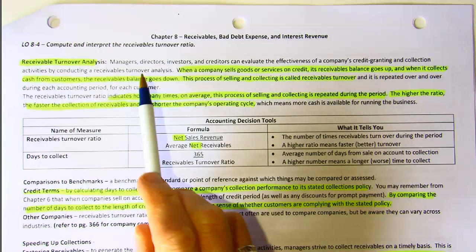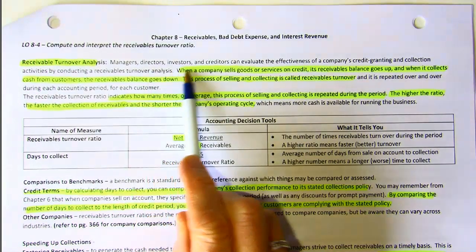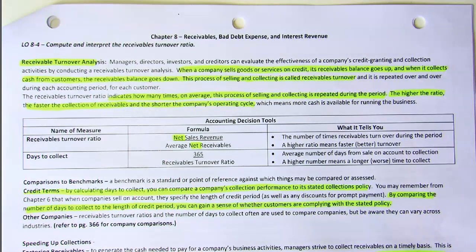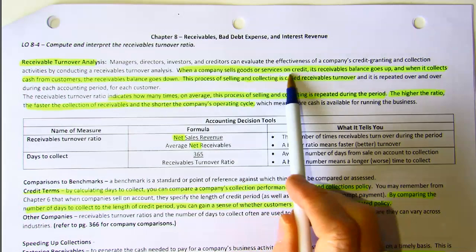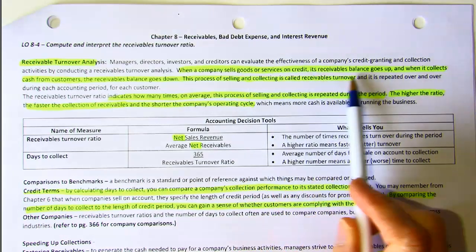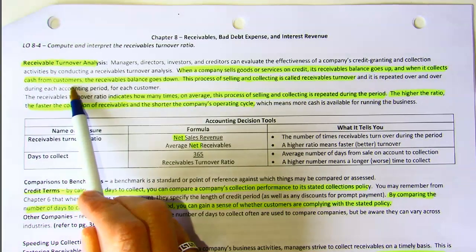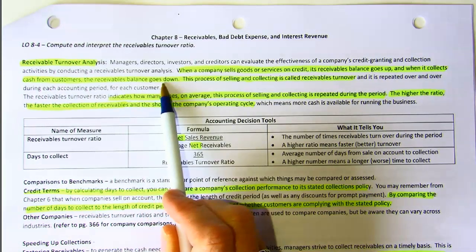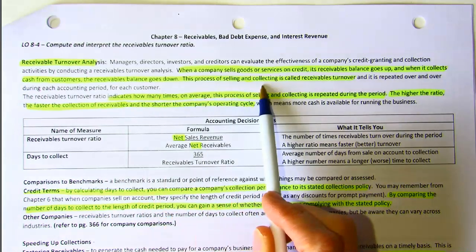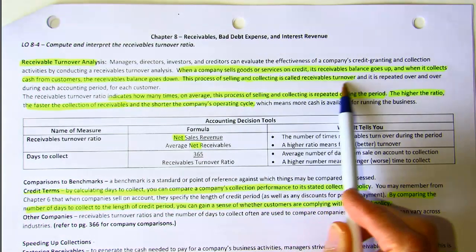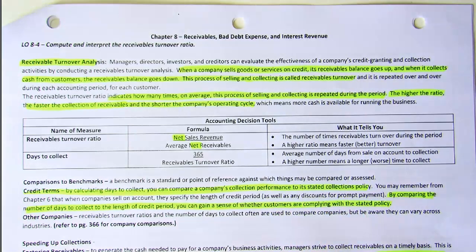And it tells us here that managers, directors, investors, and creditors can evaluate the effectiveness of a company's credit granting and collection activities by conducting a receivables turnover analysis. When a company sells goods or services on credit, its receivables balance goes up. And when it collects cash from customers, the receivables balance goes down. This process of selling and collecting is called the receivables turnover, and it's repeated over and over during each accounting period for each customer.